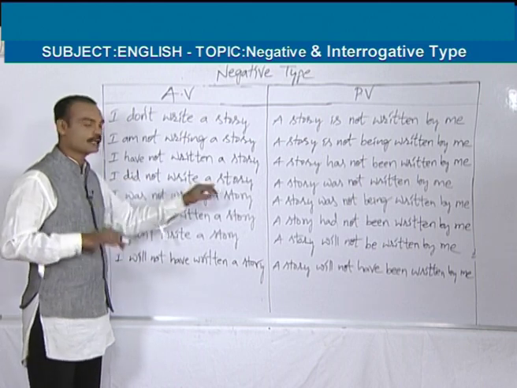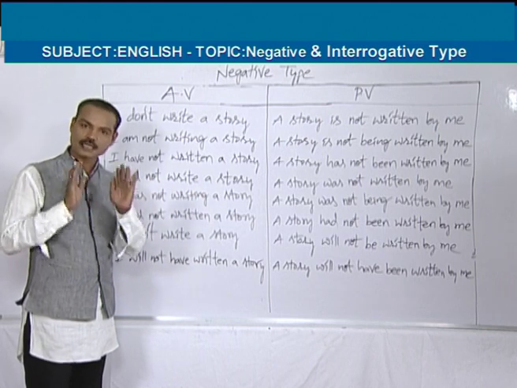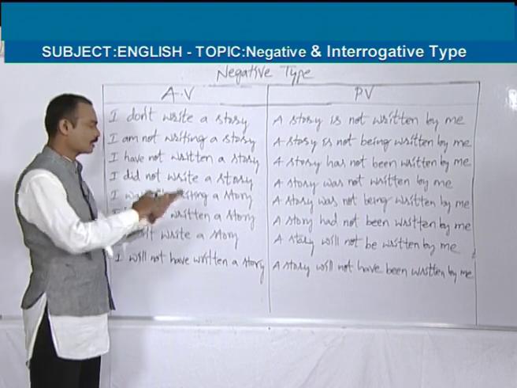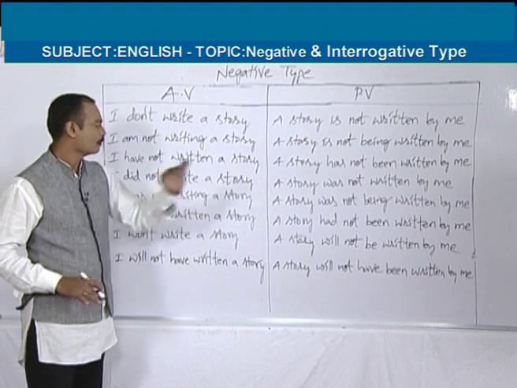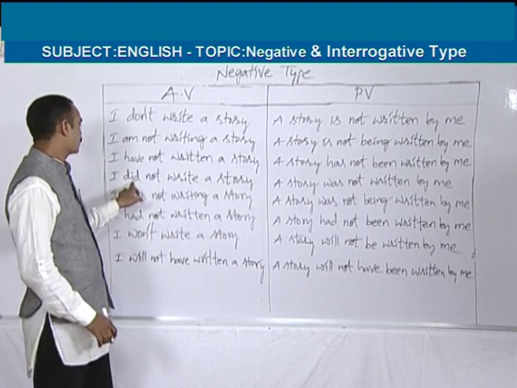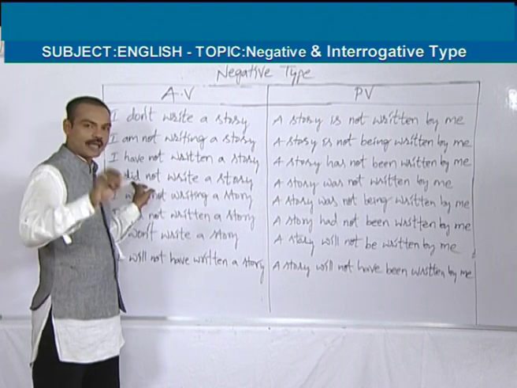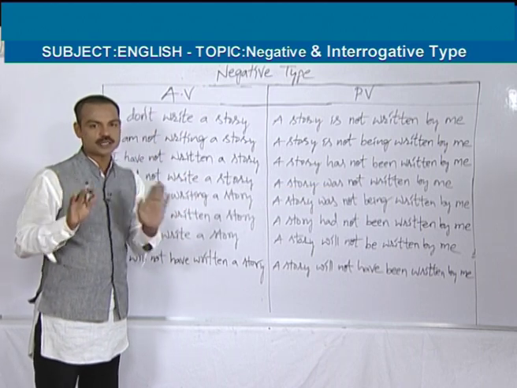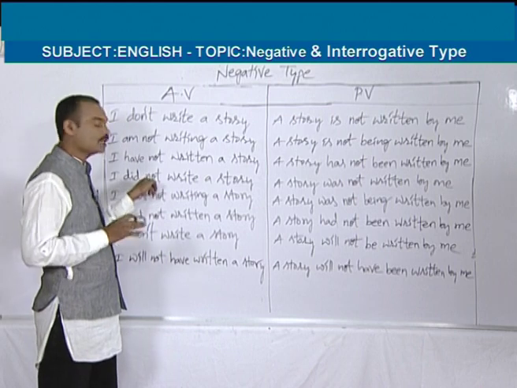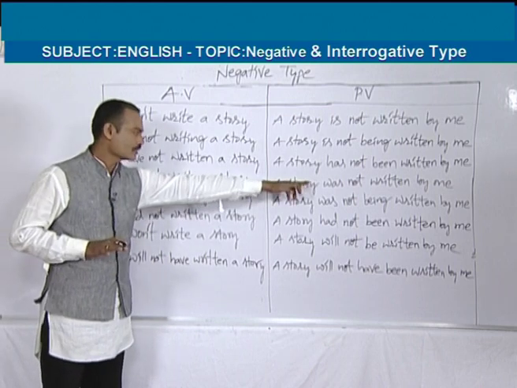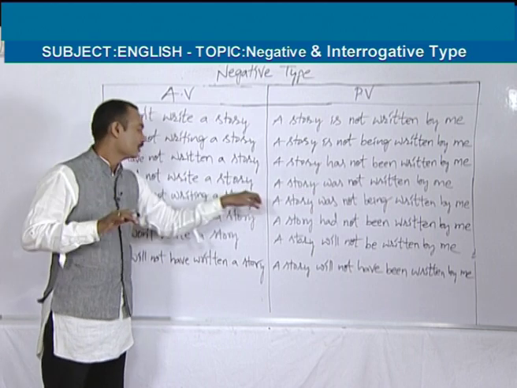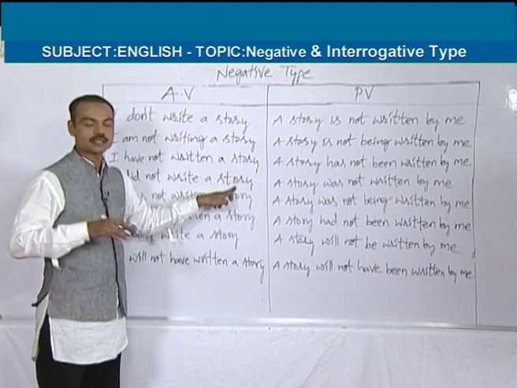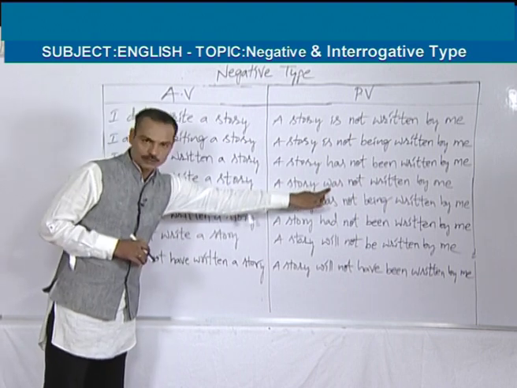See, I did not write a story. It is a negative sentence from simple past. Now let's see how to change this negative sentence into passive voice. See friends, whenever you see did in the active voice, in the passive voice either was or were should be used. Please don't forget it. If you find a singular object, you should use was. If you find a plural object, were should be used.